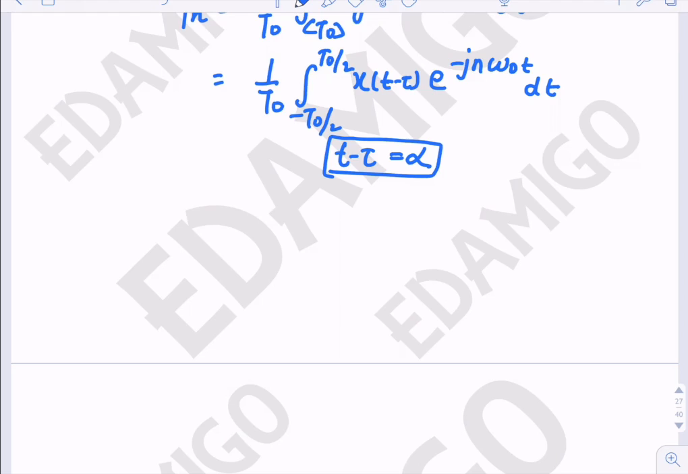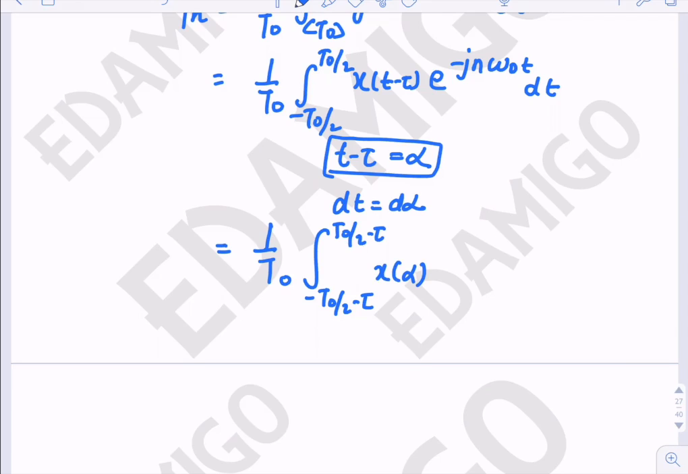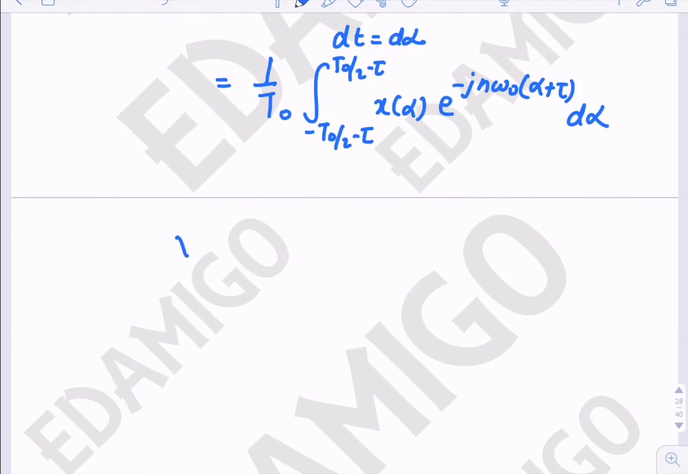So dt equals d alpha. Here it will be equal to 1 upon T naught, and the limits will change to minus T naught by 2 minus tau to T naught by 2 minus tau, x of alpha, e to power minus j n omega naught (alpha plus tau) d alpha. So we can say that yn is equal to 1 upon time period.